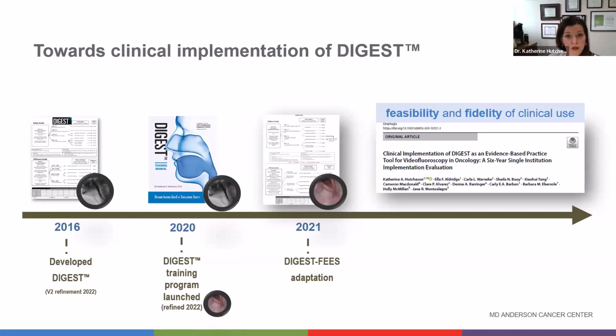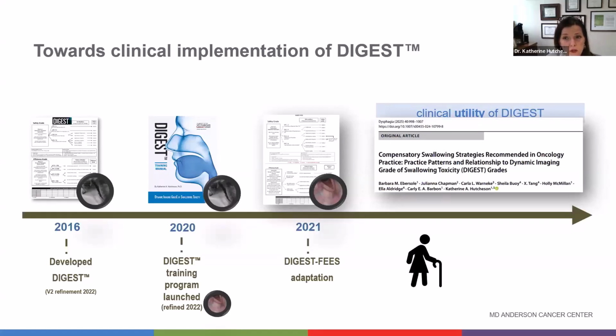So it was pretty feasible even in a pretty busy and diverse cancer practice. We've also looked at the question of clinical utility and specifically identified that the Digest grades that we identify in the medical record of our patients systematically relate to the recommendations that we make from our modified barium swallow studies in an expected way, meaning, for instance, that the higher the Digest grade, the more likely you are to be recommended for a compensatory strategy and specifically more complex compensatory strategies.